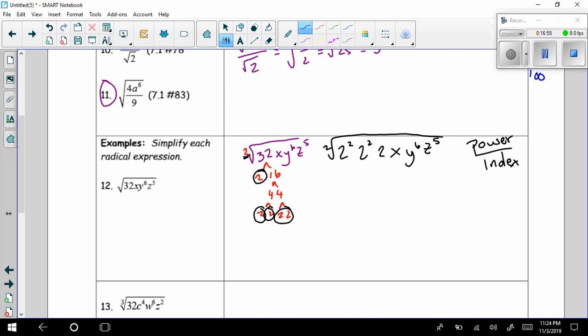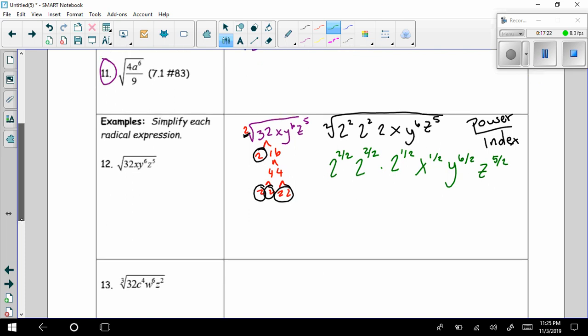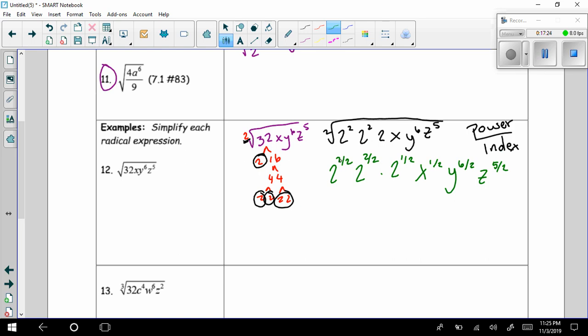Okay, so another way to write this would be 2 to the 2 over 2 times 2 to the 2 over 2 times 2 to the 1 over 2, x to the 1 over 2, y to the 6 over 2, and z to the 5 over 2. Right? This is a long way to solve this problem. This is not how I would typically do it, but I just wanted to illustrate a point here as to why we're able to pull this out. Right? 2 over 2 is just 1, so that 2 can come out of our radical, as can this one.